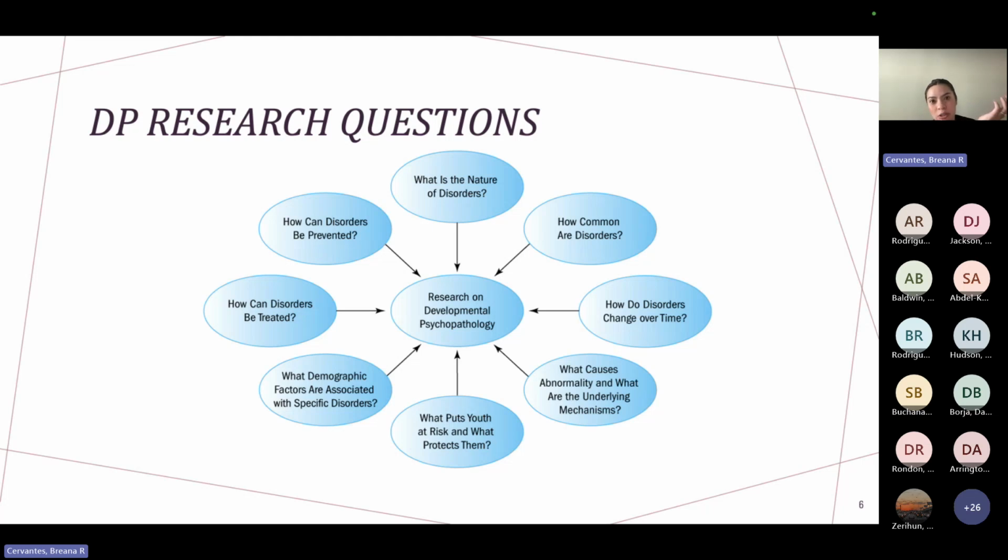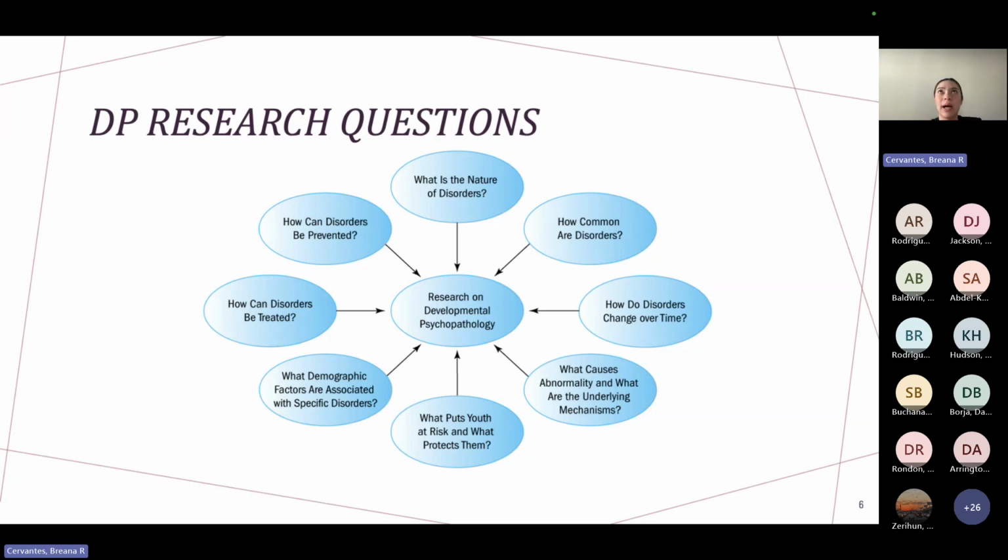So what protective factors do we think are going to buffer the effects of this adverse experience that the child has? Similarly, what demographic factors are associated with specific disorders? So just as we were saying in chapter 1 with how gender might play a role in prevalence rates or how culture or ethnicity or race might have a role, same thing comes into play for specific disorders.